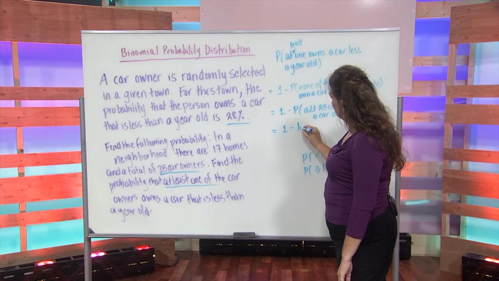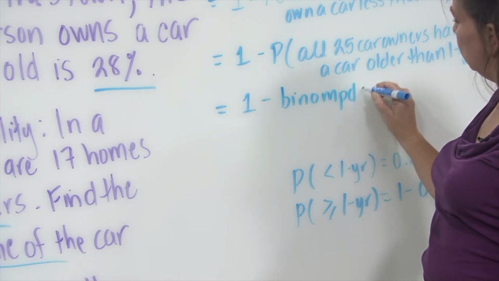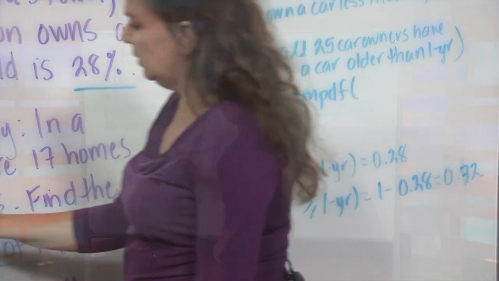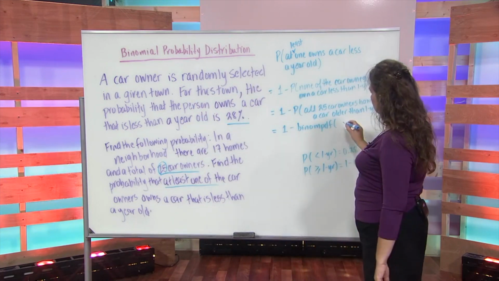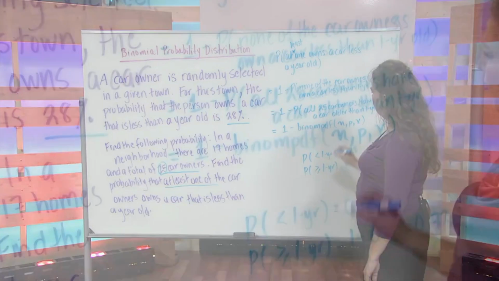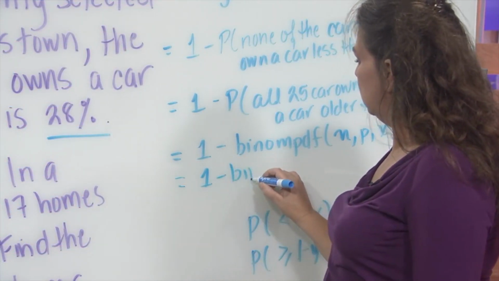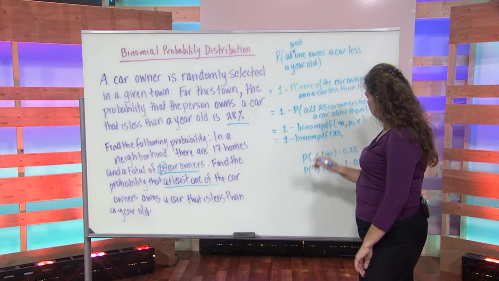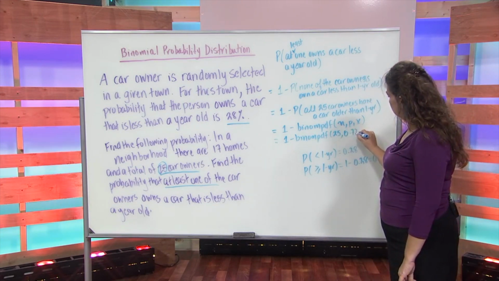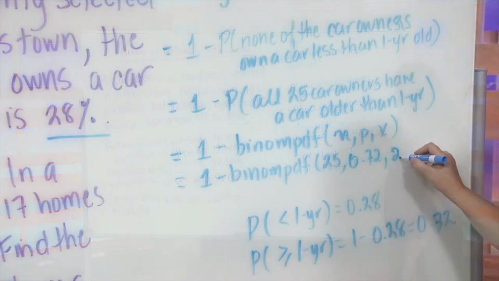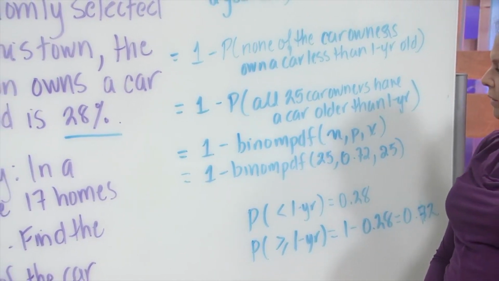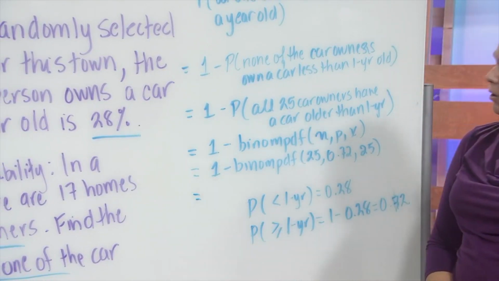So we have binomial PDF, and the total number of car owners that we have in this case is 25. So that's our N. We want to input N, P, and then X. So we have 1 minus binomial PDF, and our N in this case is 25. Our P in this case is going to be 0.72, and our X is going to be 25. So that is all 25 car owners have a car older than 1 year. We want to plug this into our calculator, and then whatever that value is, subtract it from 1. And then that will give us our final probability.